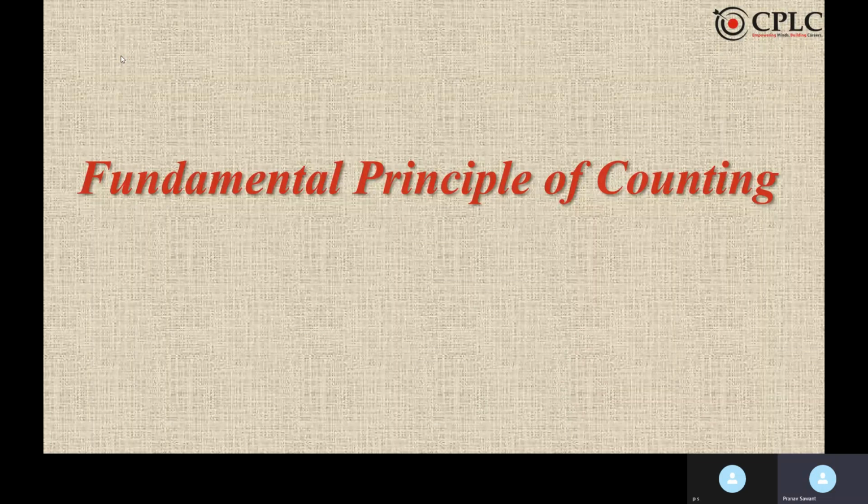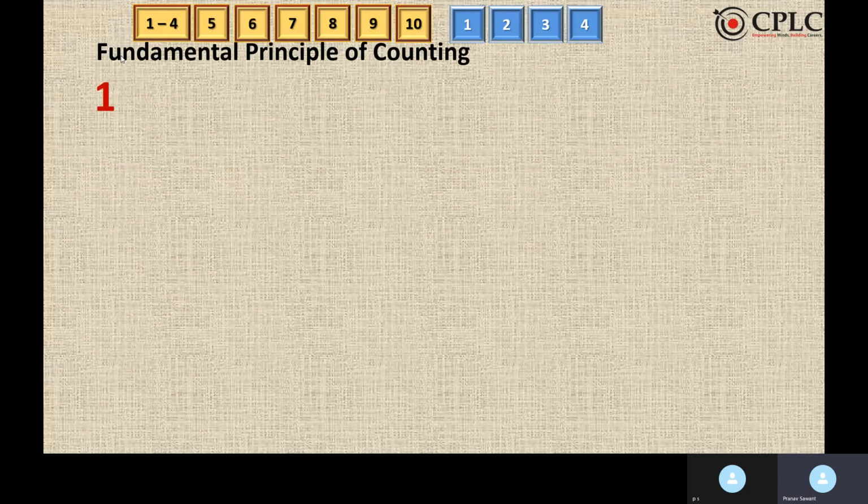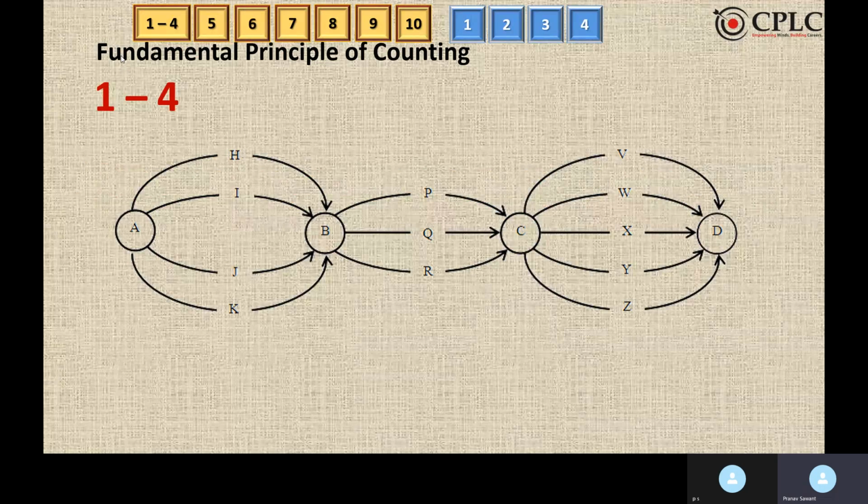Hi guys, so today we are going to solve some questions on the topic fundamental principle of counting. So let's start with the first set. Now this is the diagram given to us, and based on this information there are four questions that we have to solve.